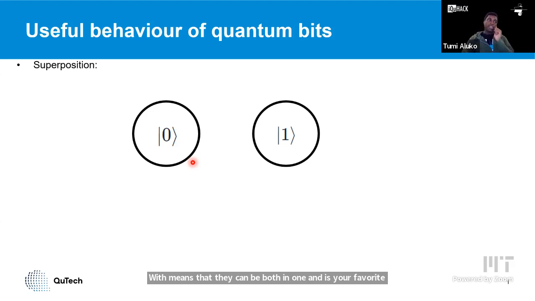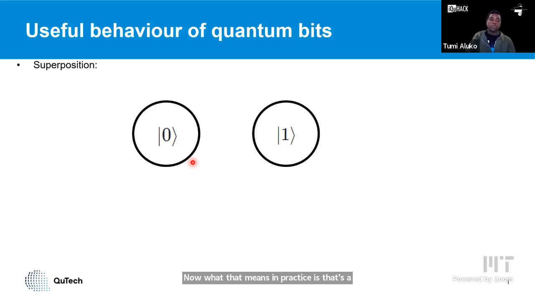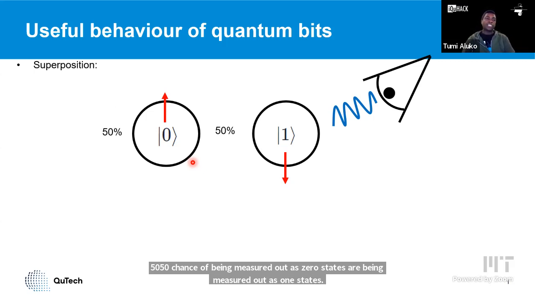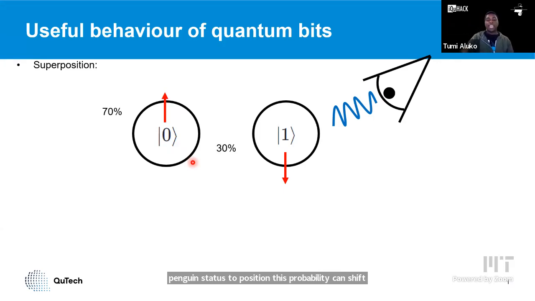same time. Now, what that means in practice is that a quantum bit that is in perfect superposition will have a 50% chance of being measured out as a 0 state or being measured out as a 1 state. And this 50-50 probability is not a necessity, as depending on the state of superposition, this probability can shift to, for example, 70-30 or any other probability distribution in between.